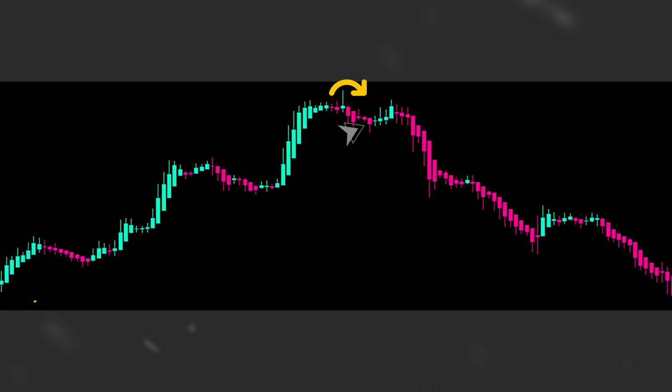Here are two steps to spot a reversal with Heikin Ashi. Step 1. Look for a doji candle. A doji candle has a small body with shadows on both sides. It can be green or red, and it shows indecision in the market. Step 2. Wait for confirmation. After a doji appears, wait for two big candles in the opposite direction.